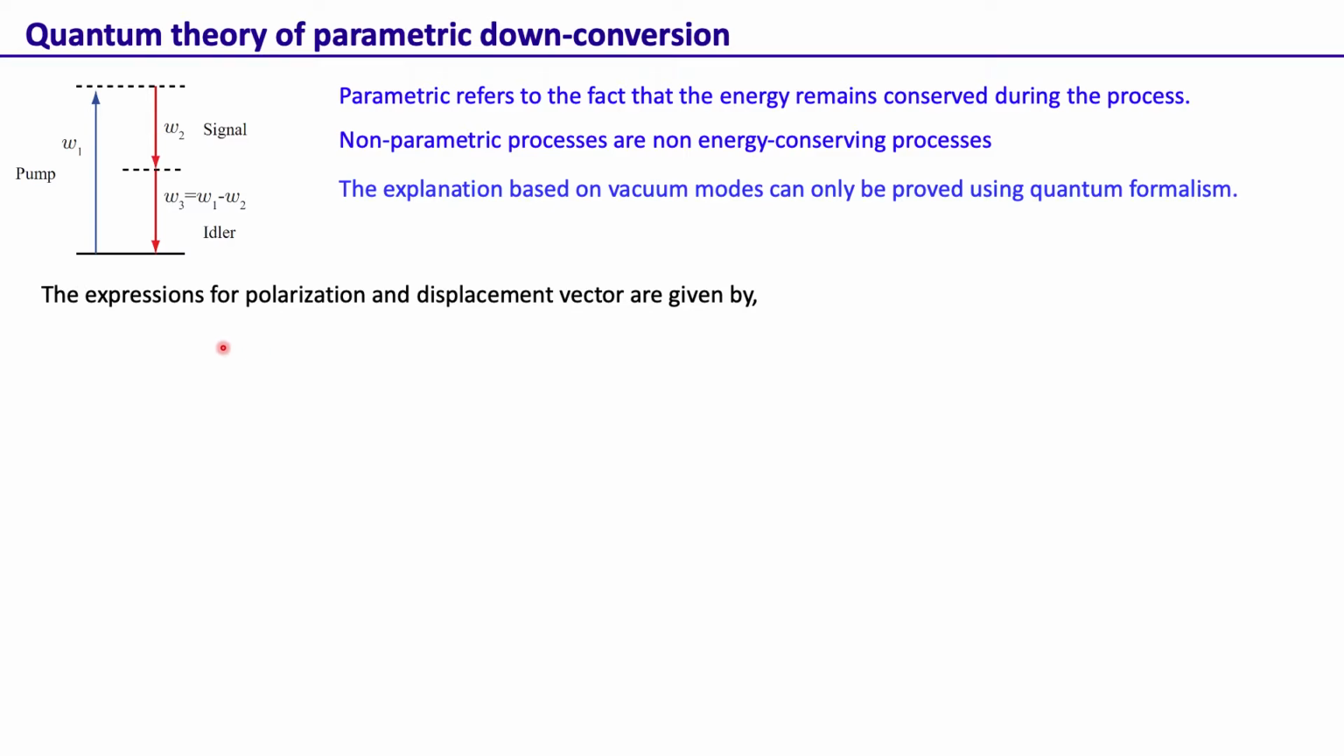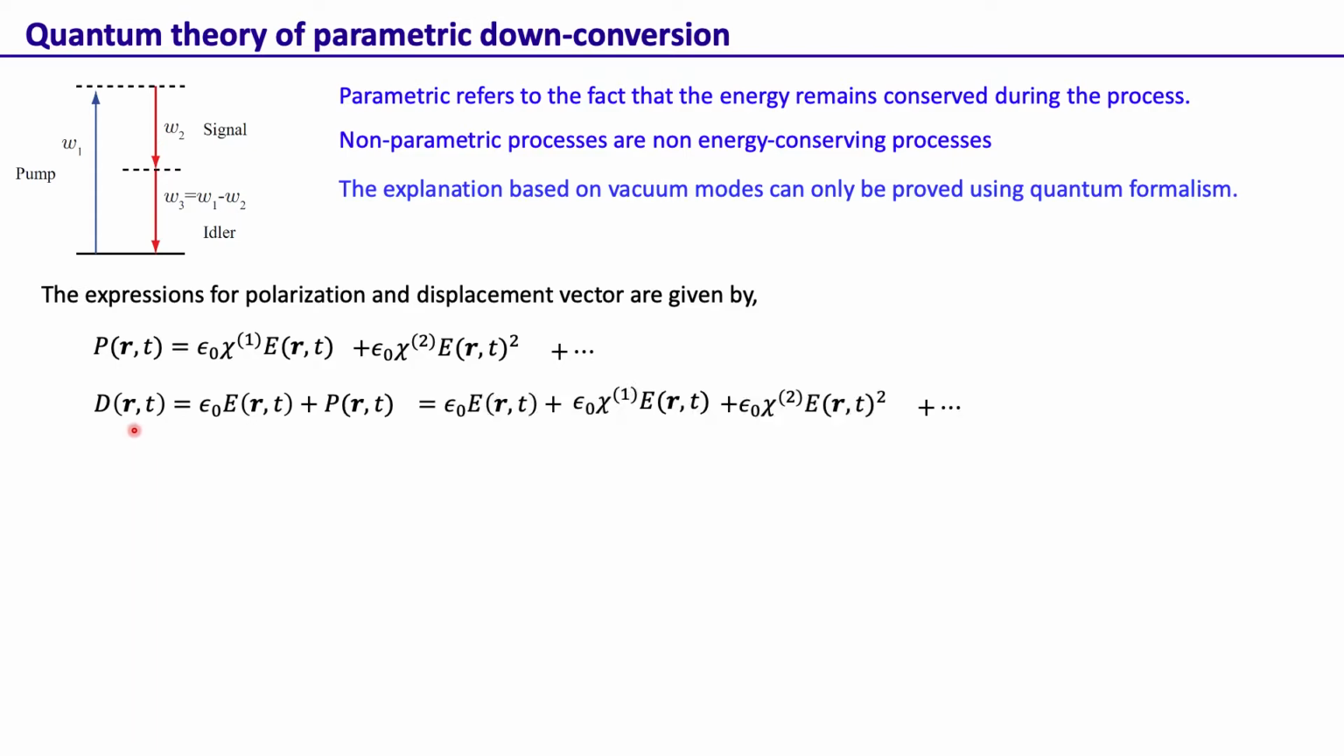So first of all, let's write the expressions for the polarization and displacement vector in the case of nonlinear optics. Here we have written the polarization only up to the second order term: that's the linear term, and that is the second order term. As a result the displacement has this linear term and this second order term. Of course there are other terms, but we are only interested at this point in the second order effects, so that's why we are writing it only up to the second order term. This we have already derived.